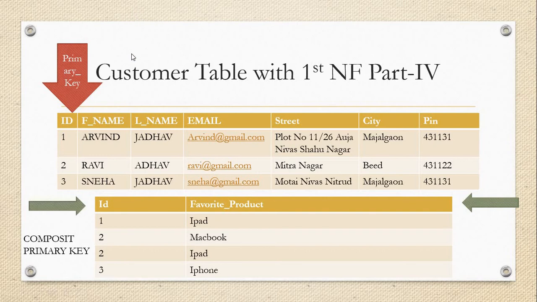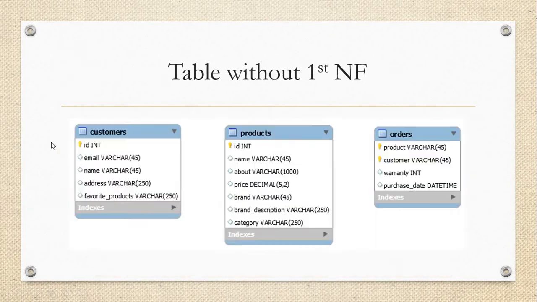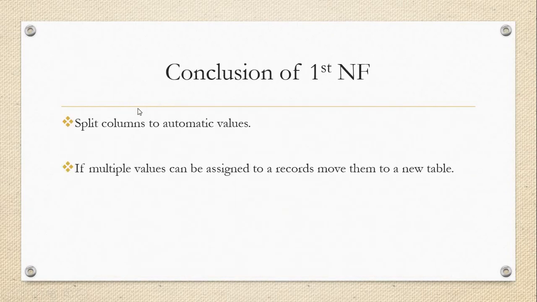If we are trying to store data, it must be unique. This is the first normalization form. And second, if any attribute has multiple values for a single record, then divide the table. These two rules we need to understand. So I have the conclusion. First we'll learn about the conclusion.